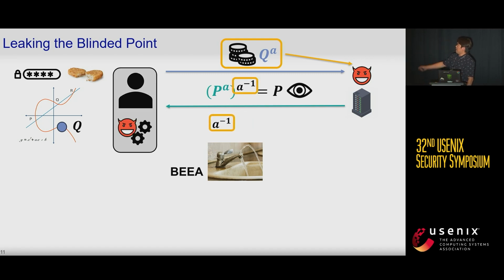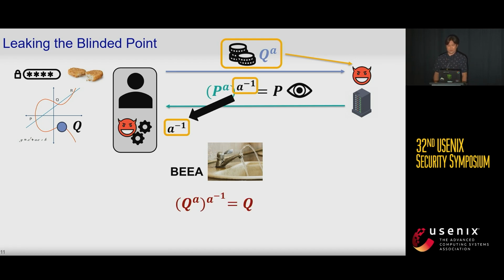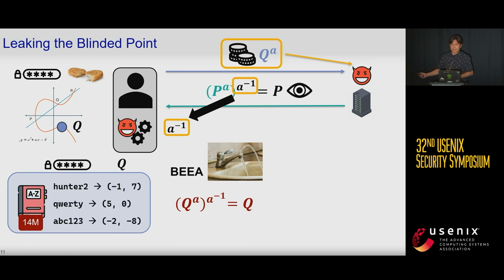So if the server has Q^A that the client gave, and A inverse from a side channel trace, they're able to compute the point Q, which is deterministic for each password. And this is bad because the adversary can now build a dictionary that maps passwords to coordinates and eventually figure out what the client's password is. And indeed, we were able to recover the blinding factor and the password completely in just 34 milliseconds.